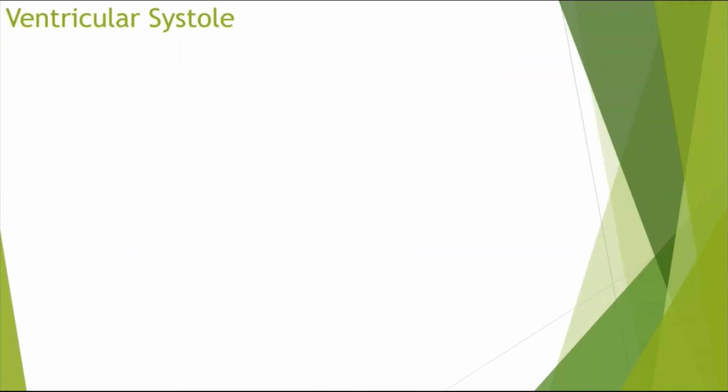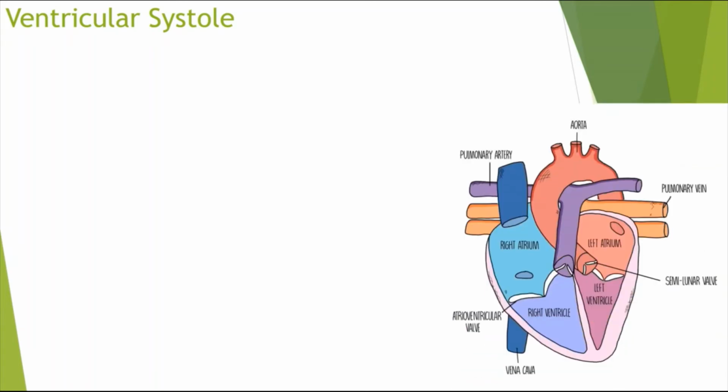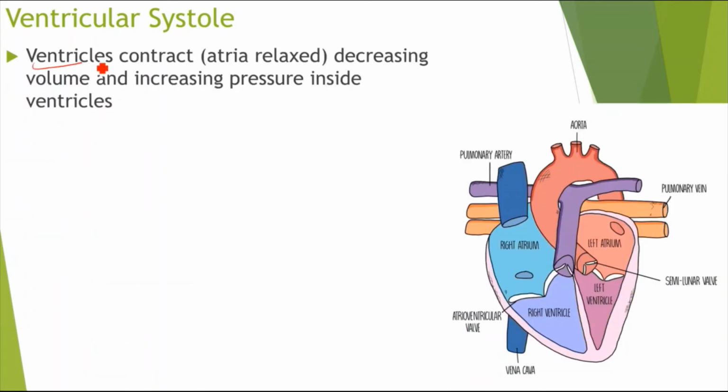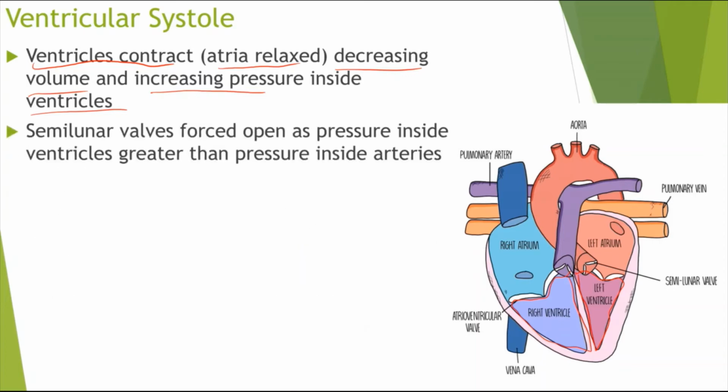Now looking at the final step, the ventricle systole. In this, the ventricles contract and the atria are relaxed. The ventricles contracting would again decrease the volume and increase the pressure inside the ventricle. So the ventricles would become even smaller, and this increases the pressure. This causes the semilunar valves to open. Remember, semilunar valves are between the ventricles and the arteries. These are open because the pressure inside the ventricles is greater than the pressure inside the arteries.